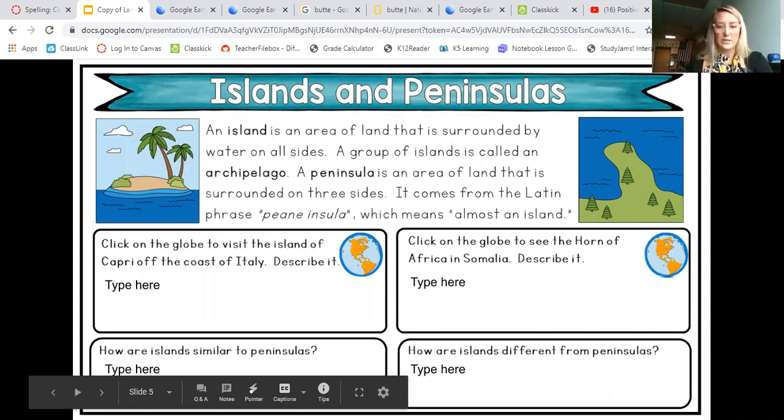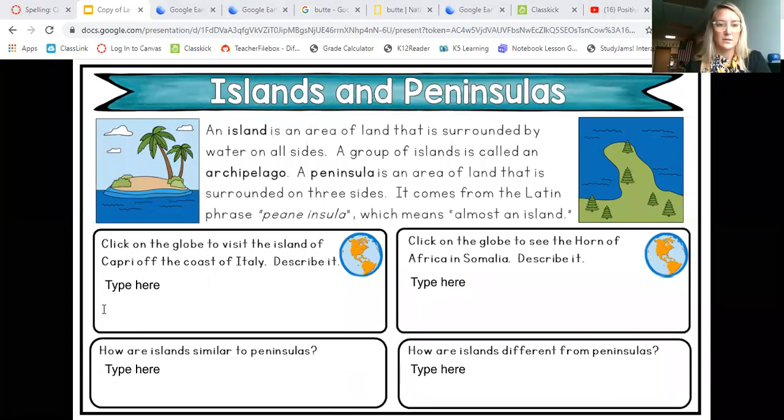So let's write down what we saw. So it was surrounded by water on all sides of it.